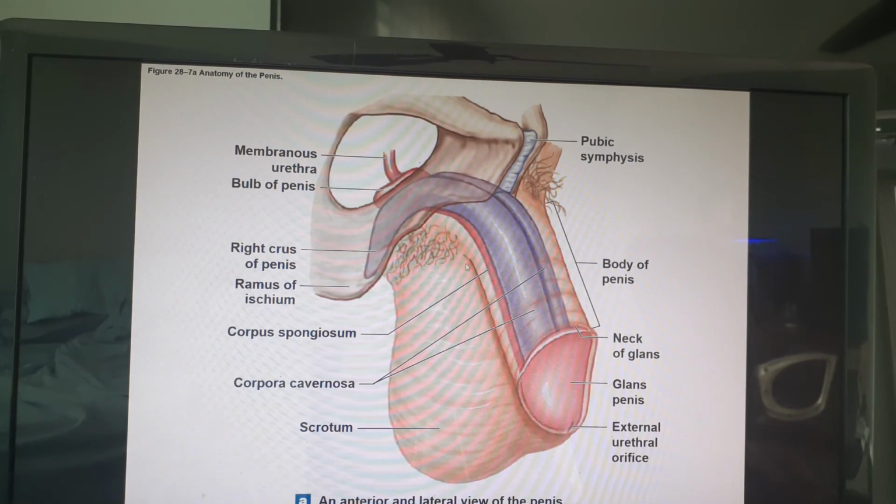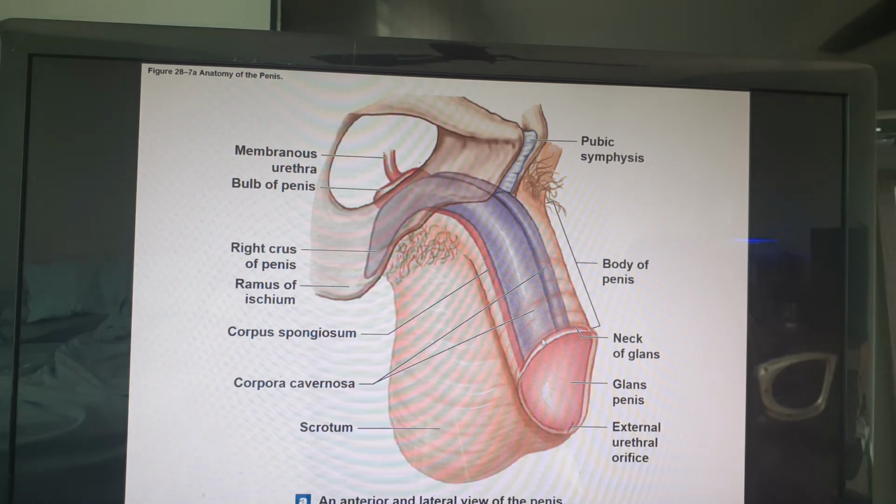So, in front of the scrotum, this is the root of the penis here. Here is the shaft of the penis. Here is the head of the penis. And running right through the center would be the spongy urethra that is going to carry both urine from the bladder and ejaculate.